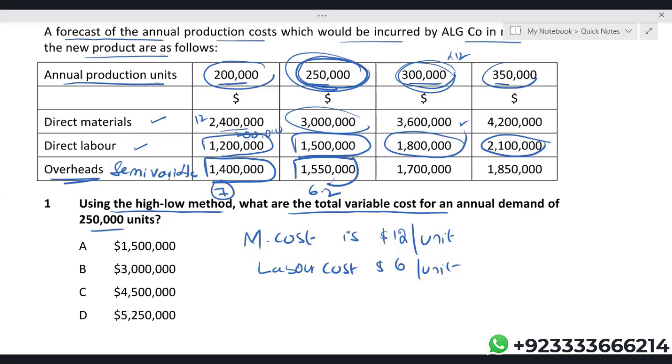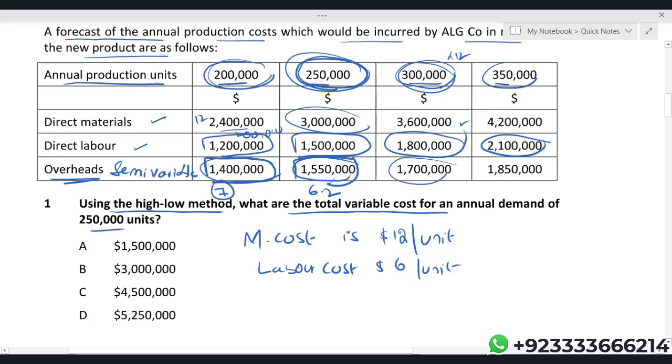And right now, obviously, we need variable overhead per unit because we have been asked to calculate the variable cost for the 250,000 units. Let me repeat again. Please, student, look at the data. Overheads are 1.4 million when the units are 2 lakh. They are 1.55 million when units are 2 lakh 50. They are 1.7 million when units are 3 lakh.